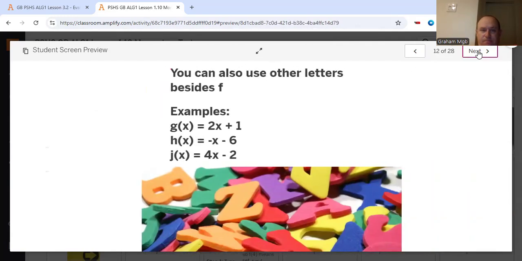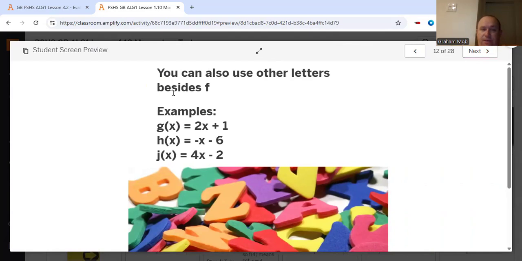Now, you don't have to just call it f of x. You can use other letters as well. G of x, h of x, and j of x. Now, notice the x is in parentheses here. Normally, this is going to be a number, and then we'll take that number and plug it into the formula. So, for example, if this said g of 10, that means wherever I see x, I'm going to substitute in 10. So on this expression here, 2 times 10 is 20, add 1 is 21.